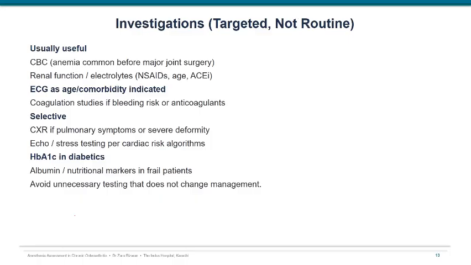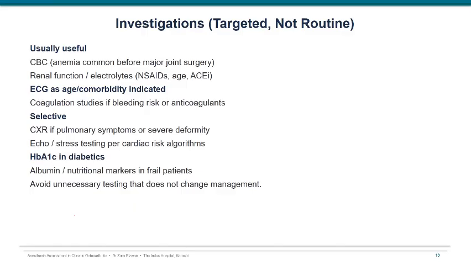Investigations. The usual investigation is the CBC, because we need to assess for anemia before major joint surgery. Renal status has to be evaluated by checking creatinine, urea, and electrolytes, because the patient may already be on NSAIDs or ACE inhibitors or ARBs, and age is also an indication for renal function evaluation. ECG, because again, comorbidities may be there, and there may be age-related ECG changes, which we have to know before surgery. Coagulation studies, if there is bleeding risk or anticoagulant intake.